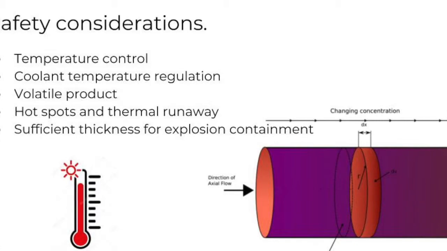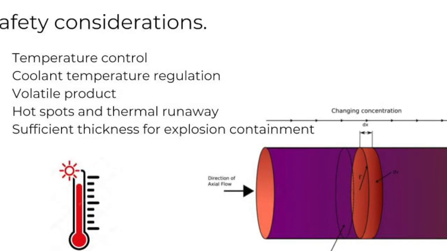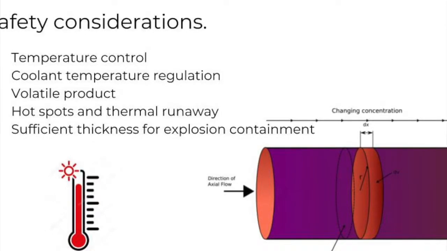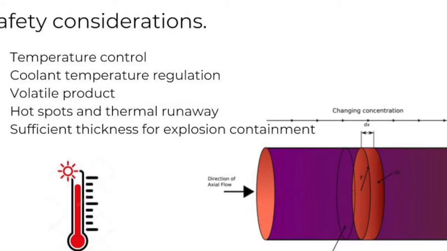It's important to mention that the main product is methanol, and the synthesis takes place at 250 degrees Celsius. Taking into account that it is a volatile product, it should be well stored, and the materials for the reactor should be capable of containing any explosion.